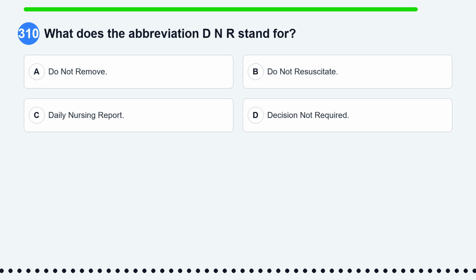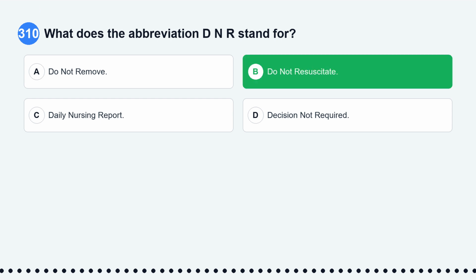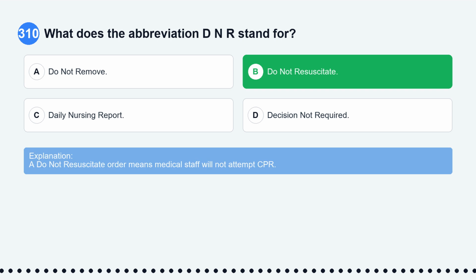Question 310. What does the abbreviation DNR stand for? Option A, do not remove. Option B, do not resuscitate. Option C, daily nursing report. Option D, decision not required. The correct answer is option B, do not resuscitate. A do not resuscitate order means medical staff will not attempt CPR.